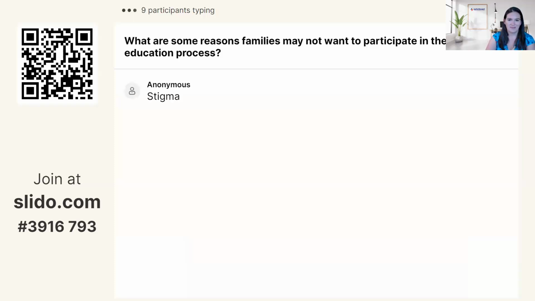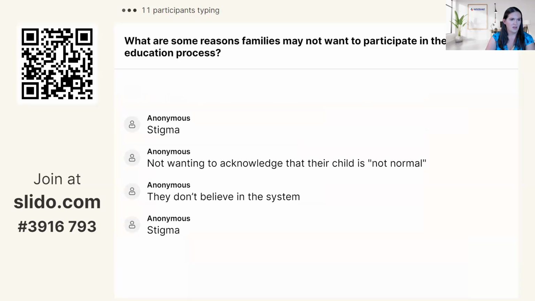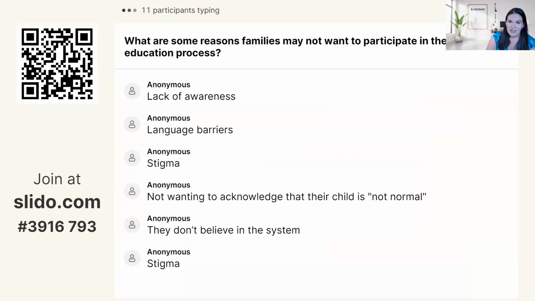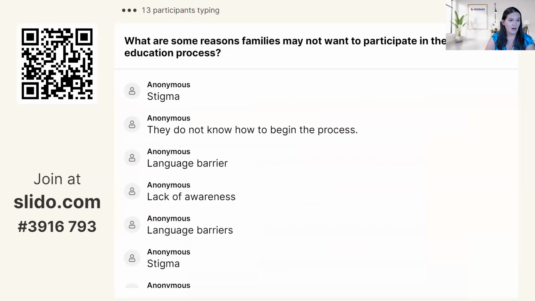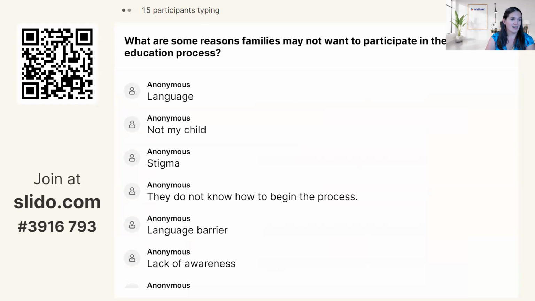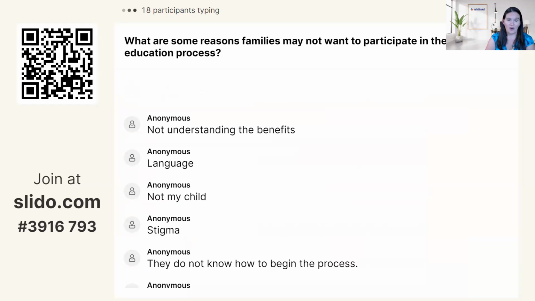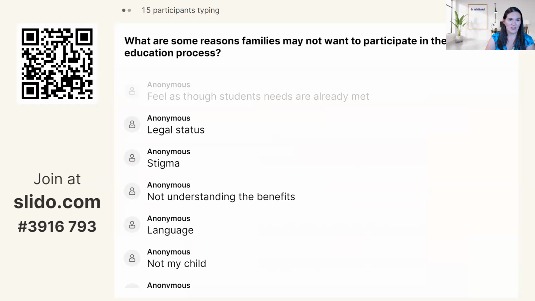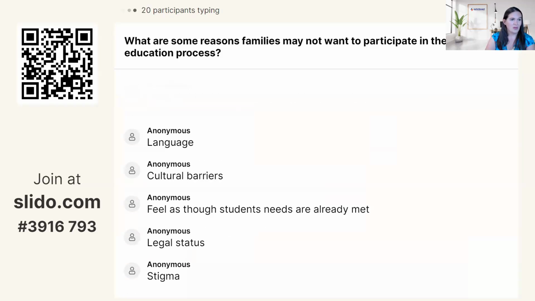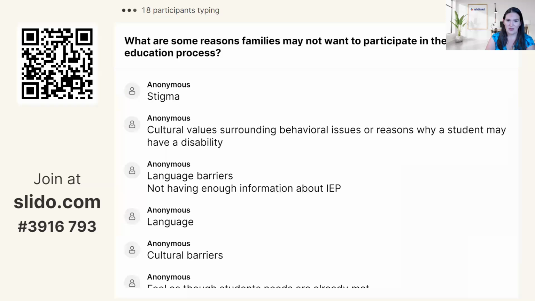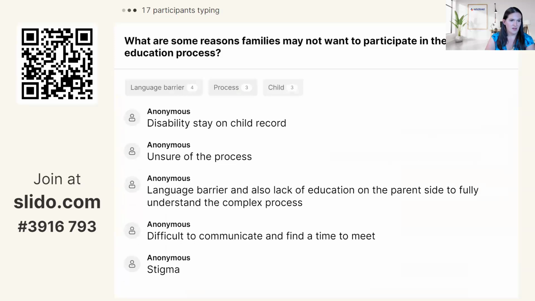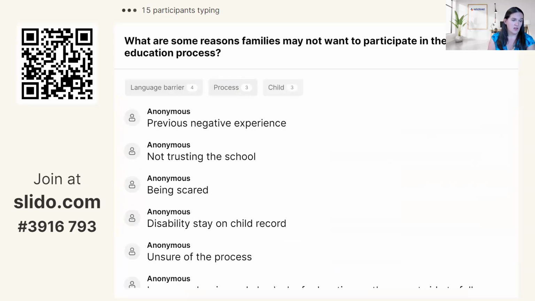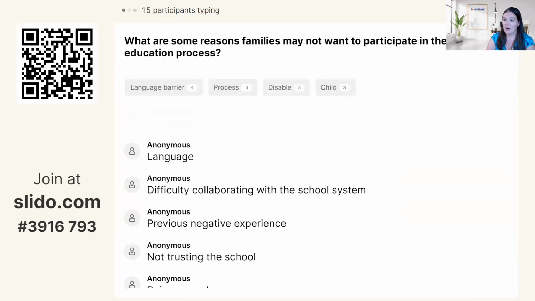Stigma, yeah. Yeah, it's a big one, right? To acknowledge that your child may have a disability, that they're not normal. Language barriers, awareness and access, not knowing where to start. Hopefully through our presentation today, we're giving you some ideas of places to start to support families for this work. Yeah, language barriers. The notion that once the kid is identified as having a disability, they always have a disability.